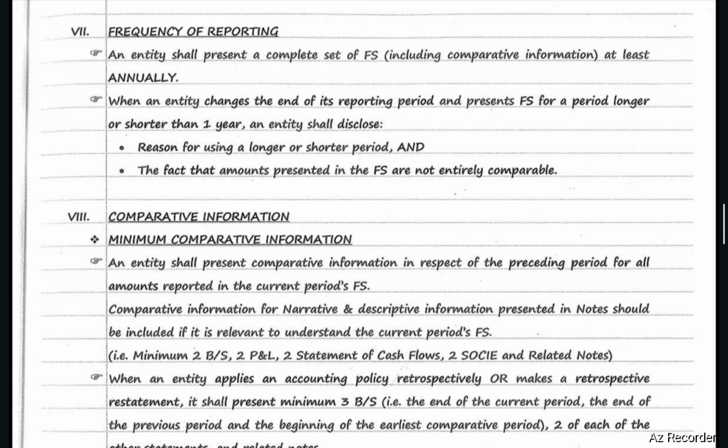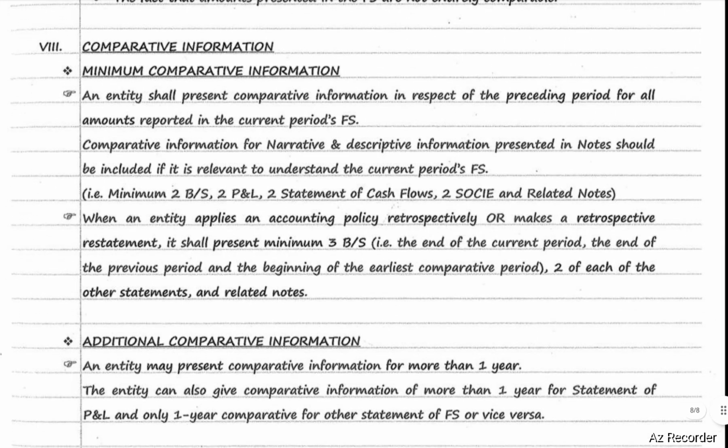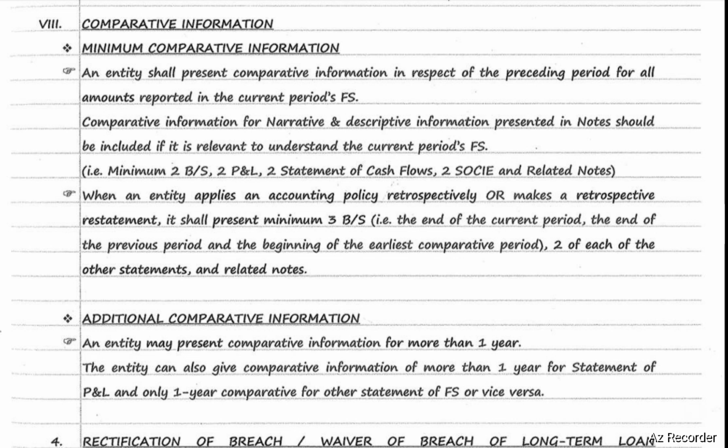Next, comparative information. Minimum comparative information. An entity shall present comparative information in respect of the preceding period for all amounts reported in the current period's financial statements. Comparative information for narrative and descriptive information presented in notes should be included if it is relevant to understand the current period's financial statements. That is, minimum two balance sheets should be given, two P&L accounts, two statement of cash flows, two statements of changes in equity, and related notes should be presented.